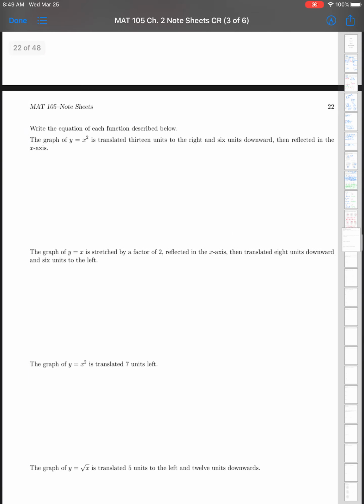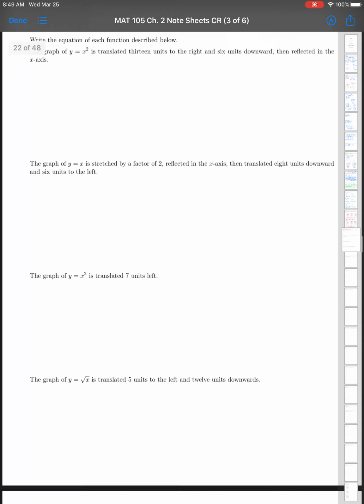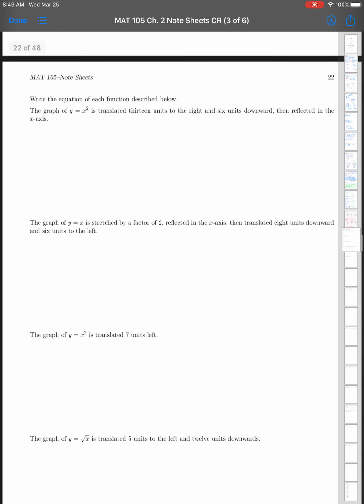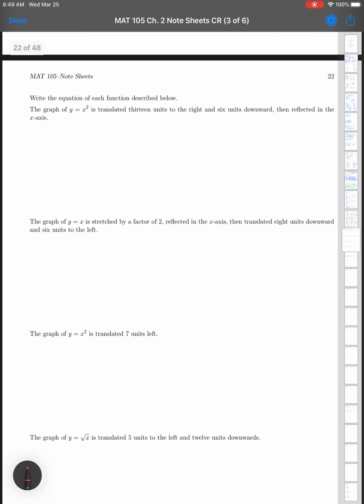So one of the things we ought to be able to do is take this idea and take a basic function and translate it using this idea. So for example, if I have the equation y equals x squared, and I want to translate it 13, I start with my basic function, and then I do each one of the operations. So I want to translate it 13 units to the right. So as we saw on the previous page, to translate it 13 units to the right, I subtract 13 from x before I square it.